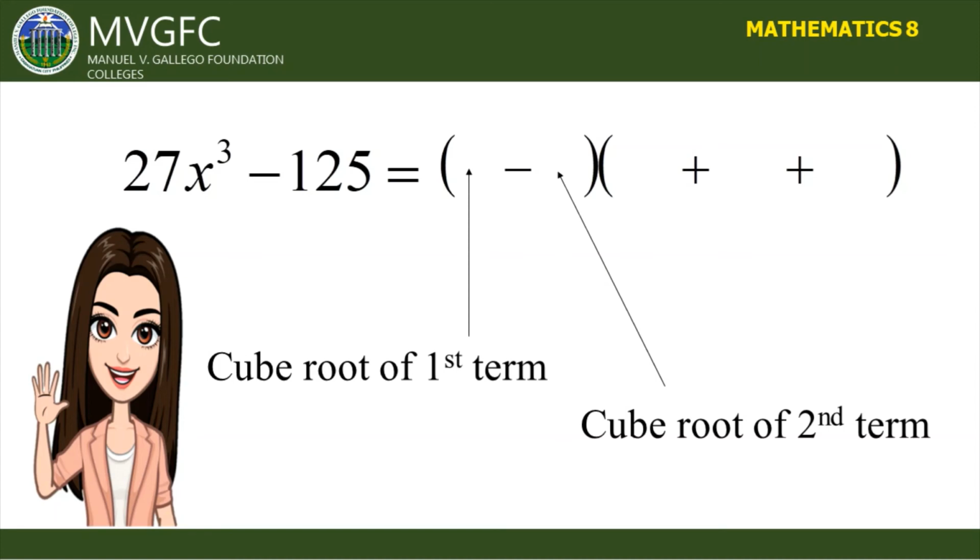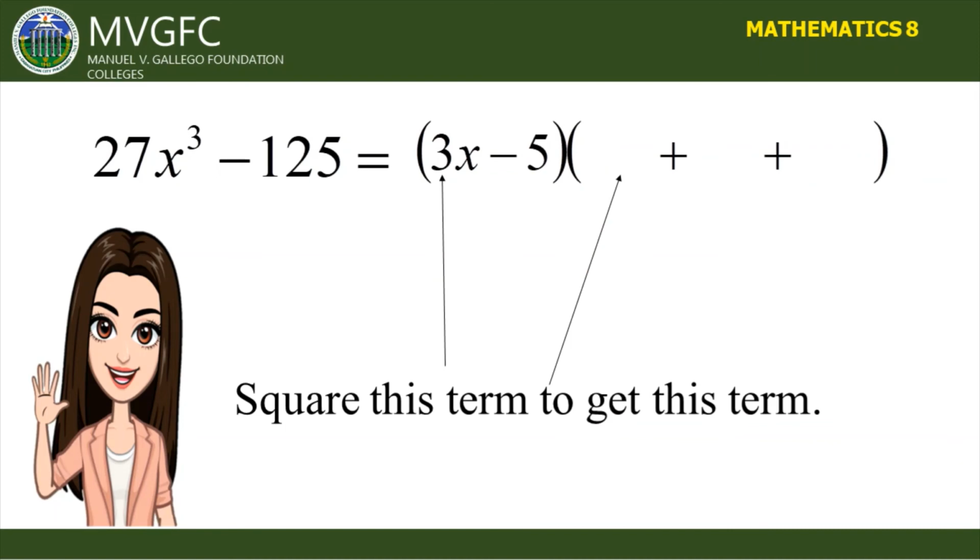Now, we need to cube root the first term. Our first term is 27x cubed. What is the cube root of 27x cubed? Okay, that is 3x because 3x times 3x times 3x is equal to 27x cubed. That's why I gave you a review of the cube root earlier. Okay, so how about 125? So the cube root of 125 is 5 because 5 times 5 times 5 is equal to 125.